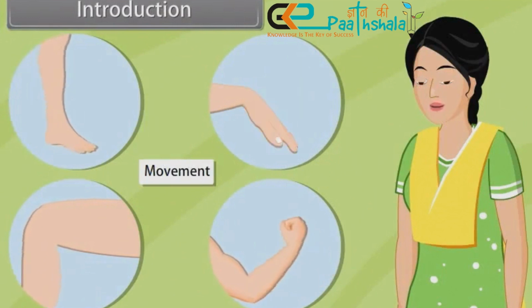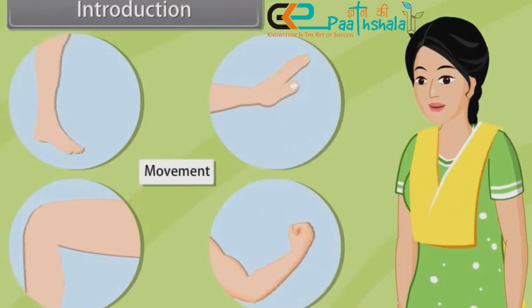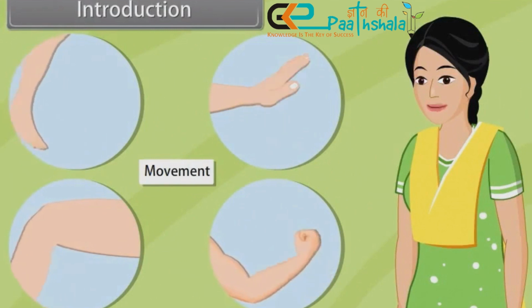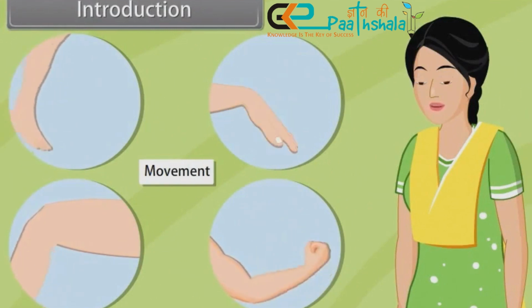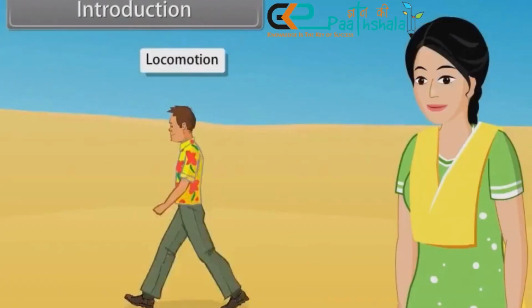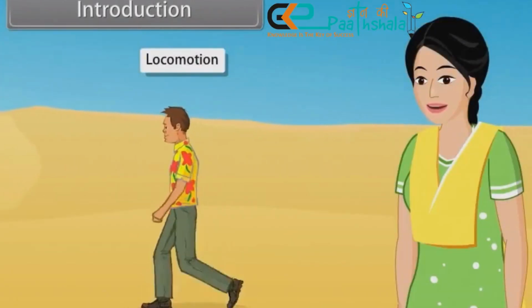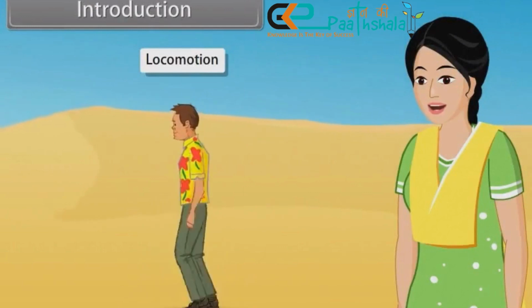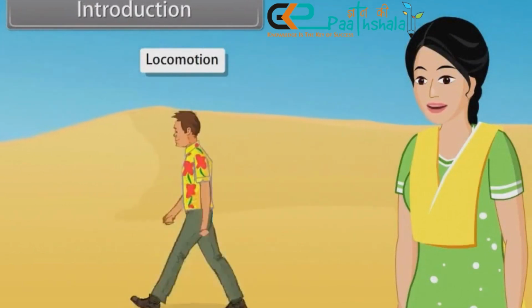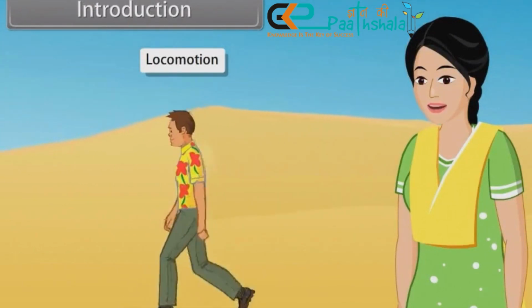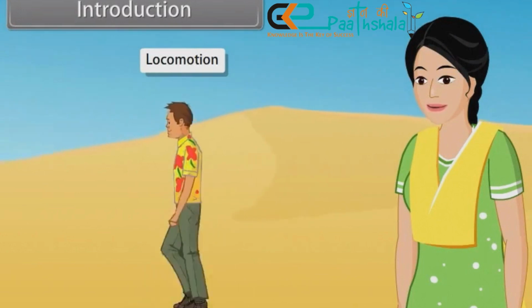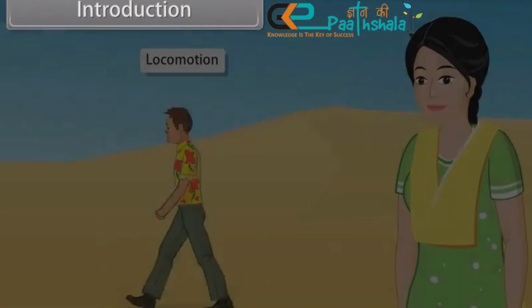Hey kids, in this lesson you will learn about locomotion and movement in human body. Movement is a feature of all living organisms. Animals move from place to place. When an organism moves from one place to another place as a whole, it is known as locomotion. When only a part of the body moves, it is called movement.